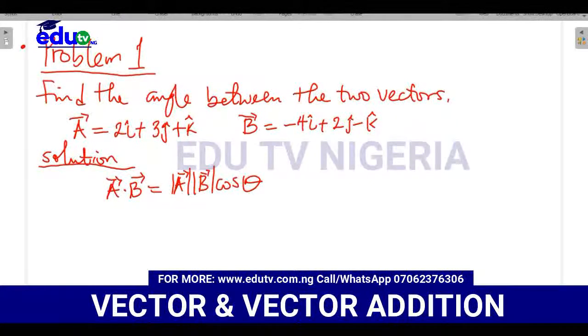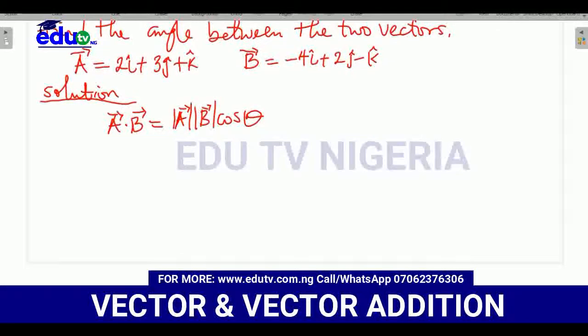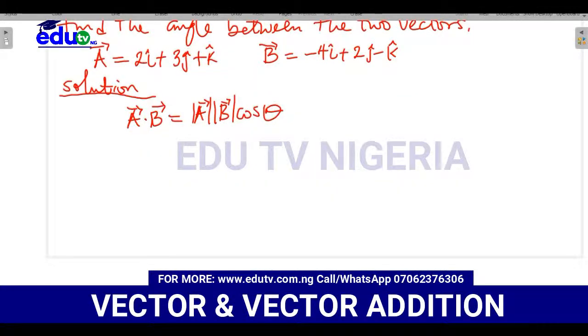Therefore, we go on by solving this problem. Don't forget that vector A dot vector B can also be expressed in three dimensions making use of the Cartesian coordinate axis system. So definitely we have the x components, vector A along the x component i, that of B will be y, j, and the next one z, k.